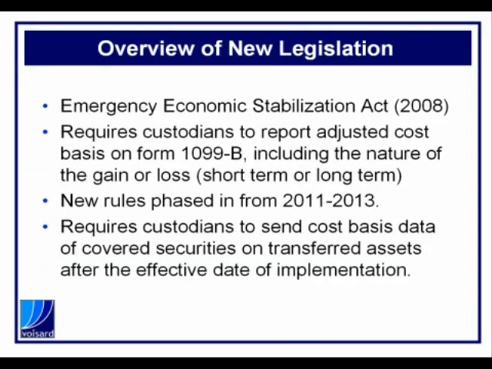is that that is going to change. The new legislation, which was created in 2008 under the Emergency Economic Stabilization Act, was done a few years ago. Now what's going to happen is it's going to require the custodian to report the adjusted cost basis, including the gain or loss. And as time goes on, it'll just phase itself in.